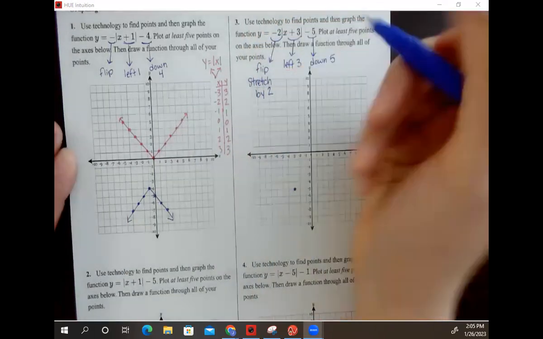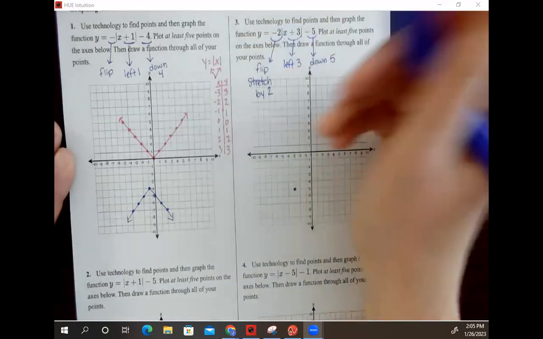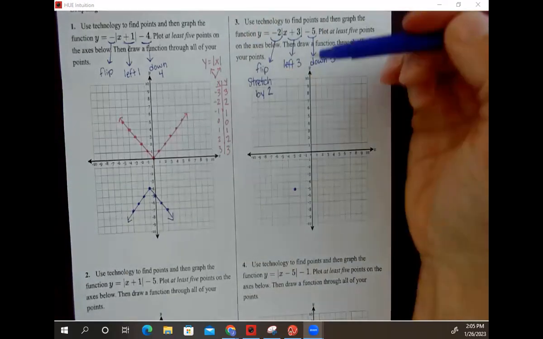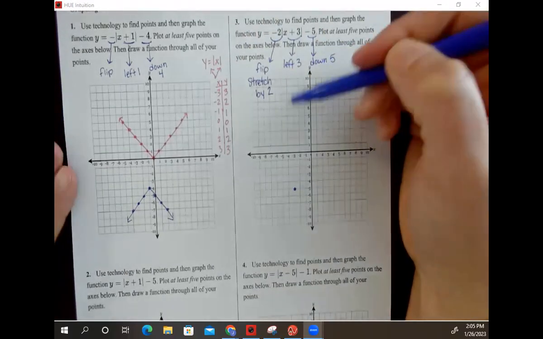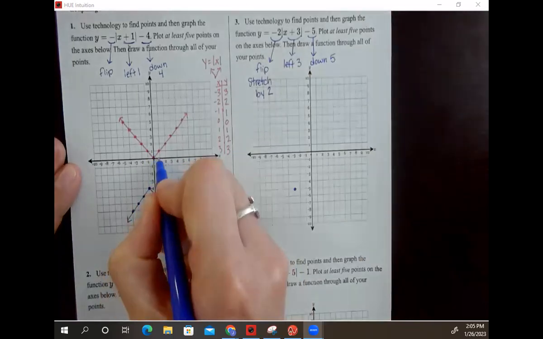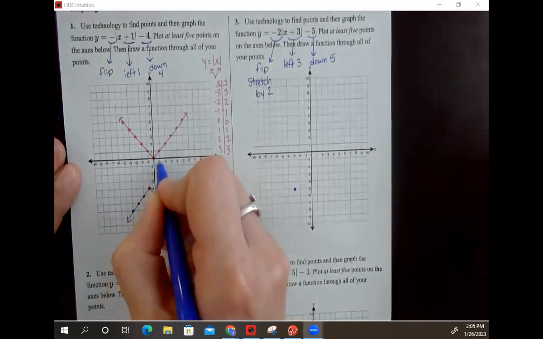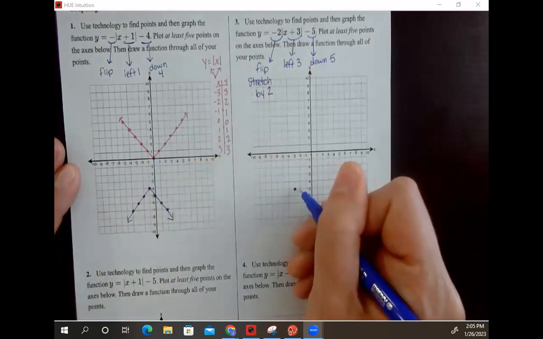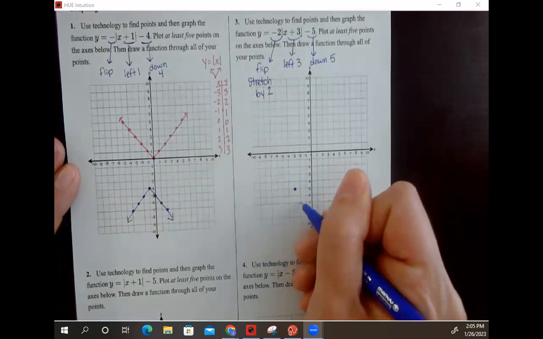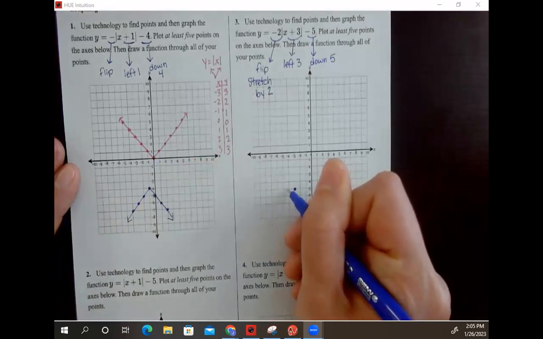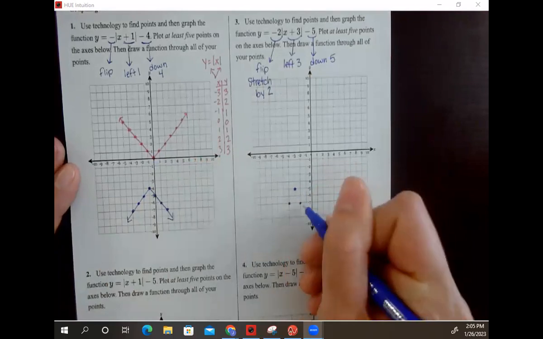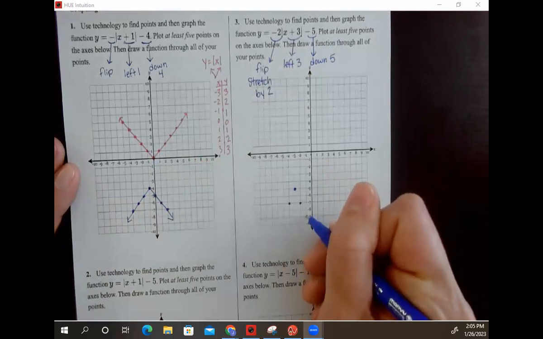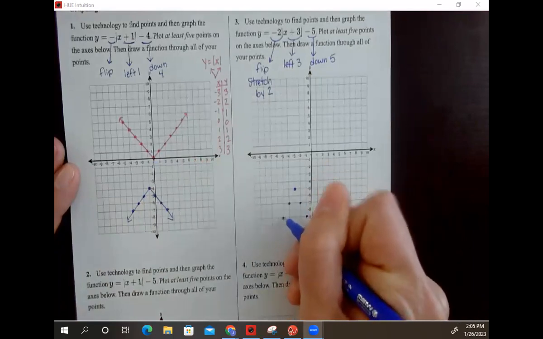That stretch, or if it were a number less than 1, that compression would mean that we're changing the vertical distance. So we still go out the same amount, still out 1, but we're going to change how far we go up or down in this case. So I'm going to go from my key point out 1, since we're stretched by 2, down 2. And on the other side, out 1, down 2, out 1, down 2, out 1, down 2.